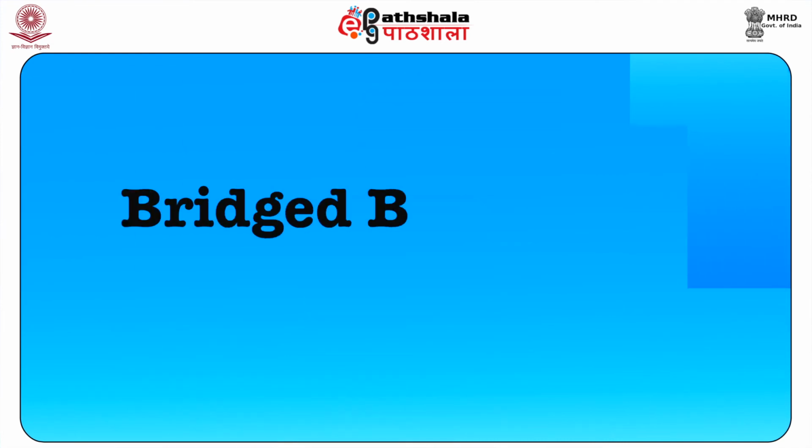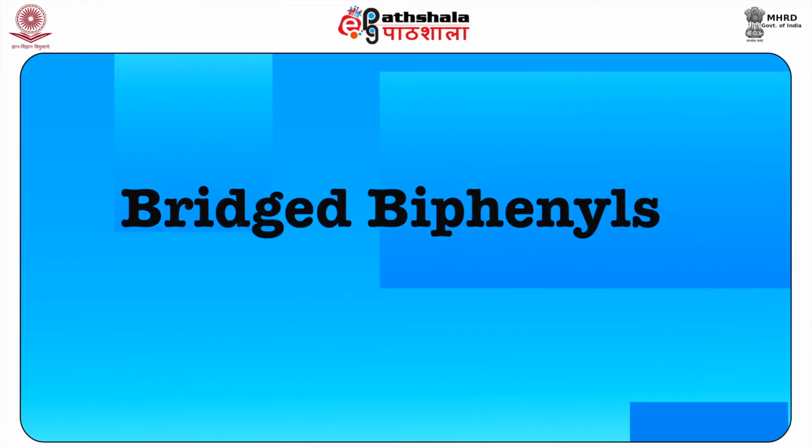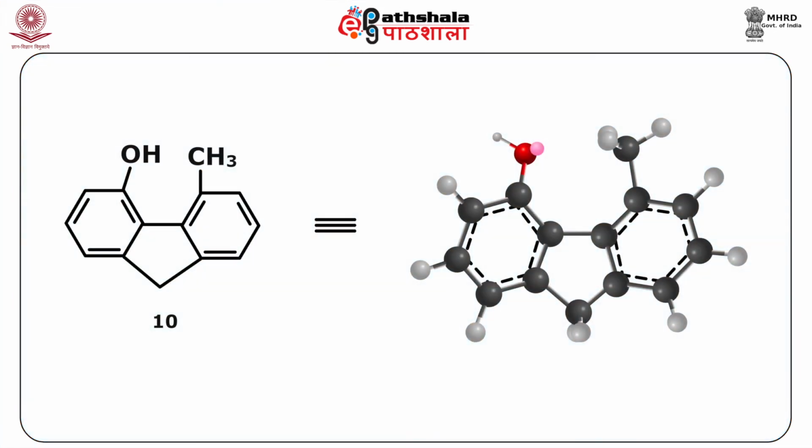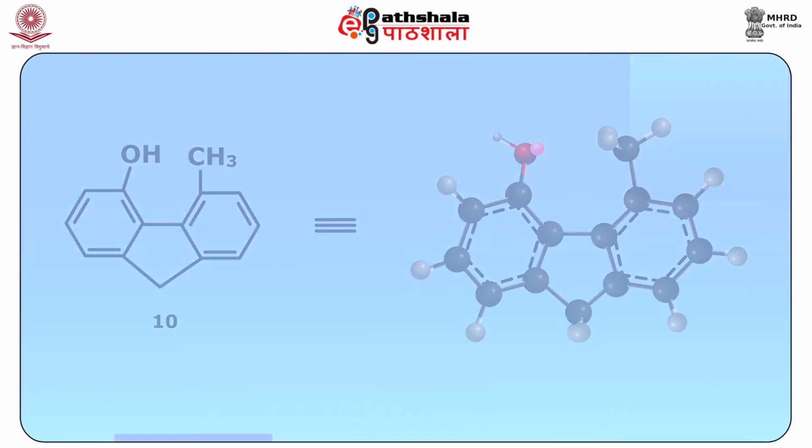Now let us discuss the bridged biphenyls. In biaryl systems, 2 ortho substituents are replaced by a single bridging atom, that is, a 5-membered ring is formed. Rotation is restricted at room temperature, and the disubstituted fluorene, that is molecule number 10, which is planar, does not show optical isomerism. The effect of bridging on the restricted rotation of biaryl systems depends on the size of the ring.